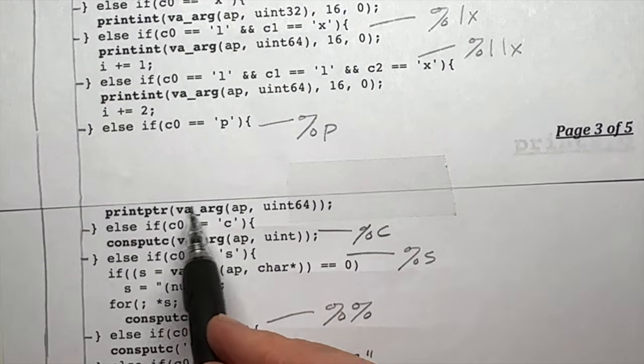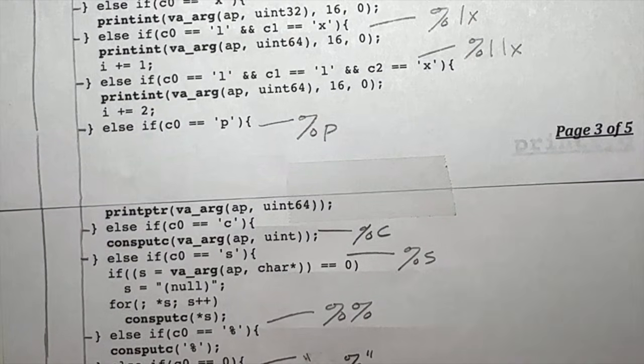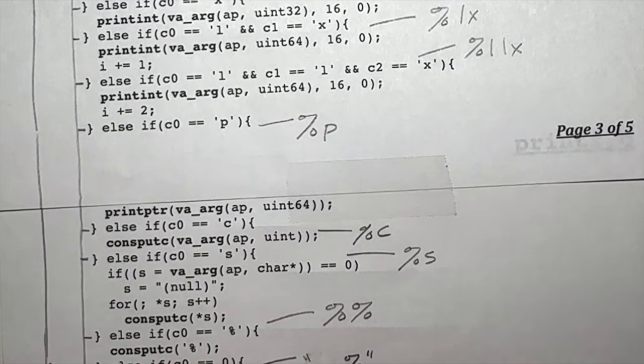Then we have a format code of P, which is used to print 64-bit values in hex. This time we call print pointer to do the work. It starts by printing 0x, and then it will print all 16 hex digits, so it prints a double word, including leading zeros. This is particularly useful for printing pointers, thus the format code of P.